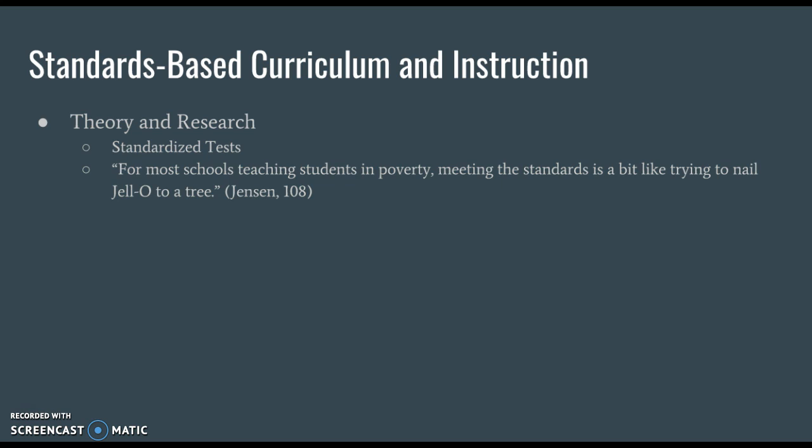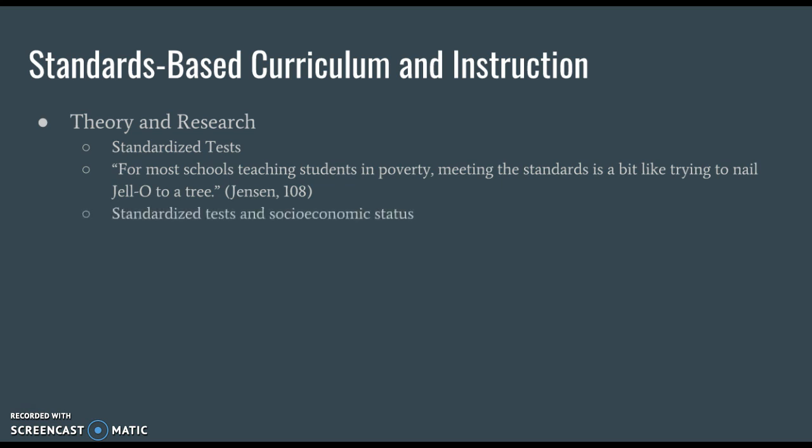This quote Jensen had in the book, "For most schools teaching students in poverty, meeting the standards is a bit like trying to nail Jell-O to a tree." So meeting these standards can be very difficult, and a lot of times the standards don't line up with good instruction.